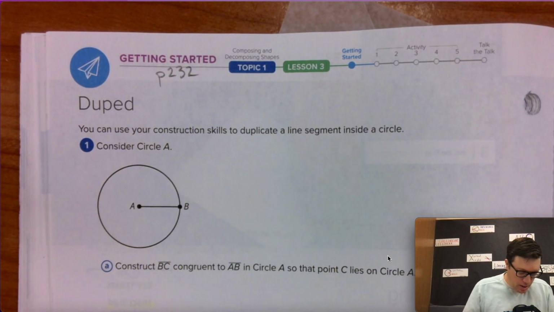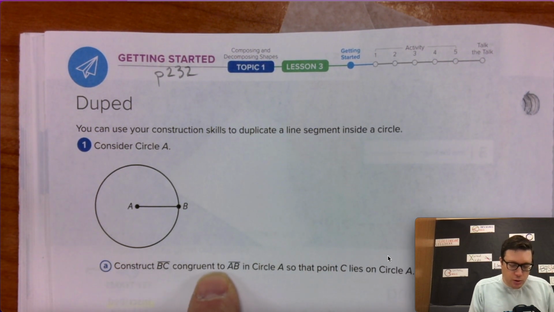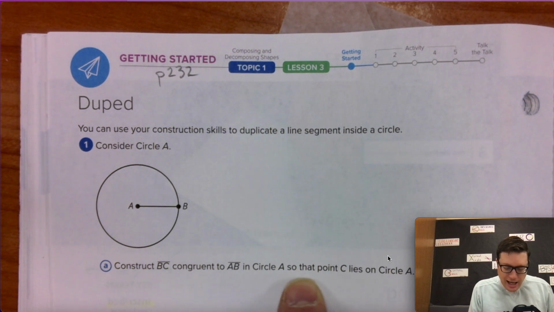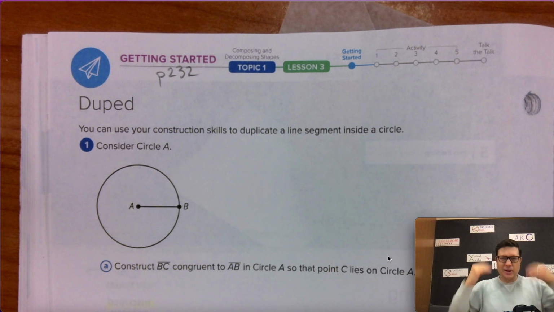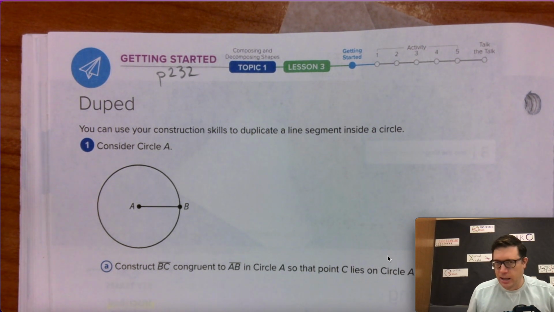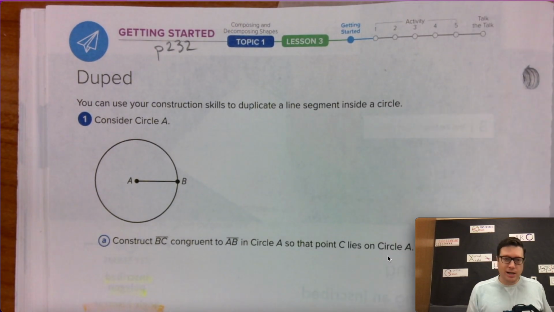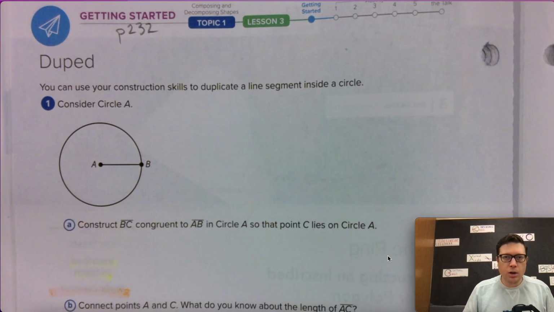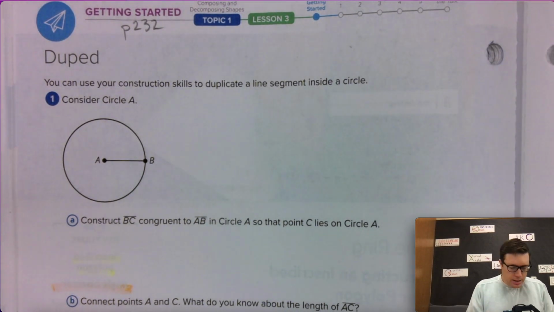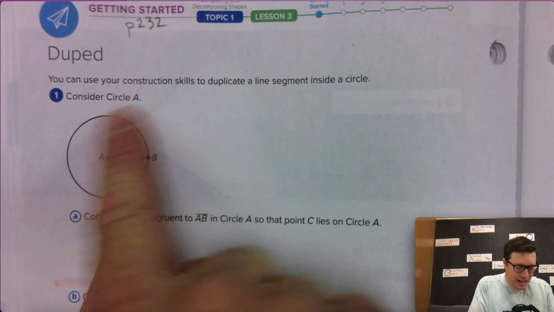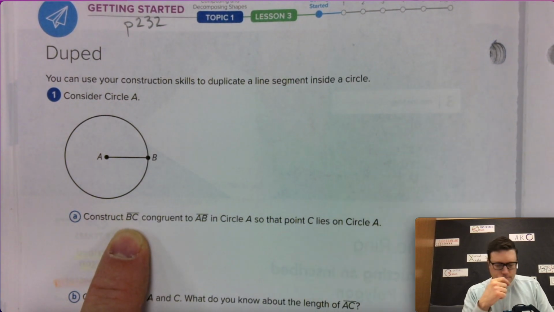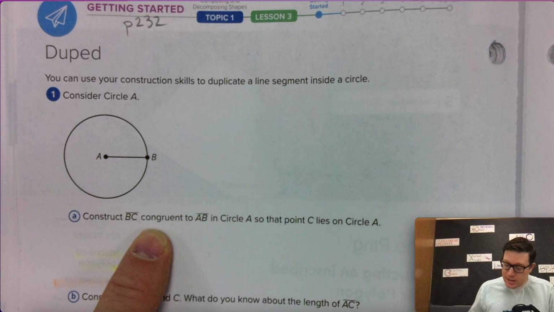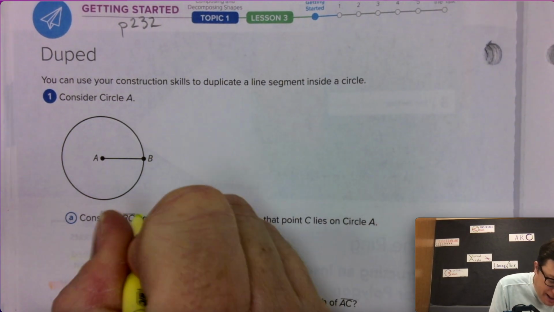Pretty nice circle. Construct BC congruent to AB in circle A so that point C lies on circle A. I'm only playing it up for you dramatically. I know exactly what to do, but when you read something like that, do you follow along? Does it make sense? So, construct BC. I don't see no BC. We're gonna have to make it. It has to be congruent to AB. So that's a word that I want to pay attention to.